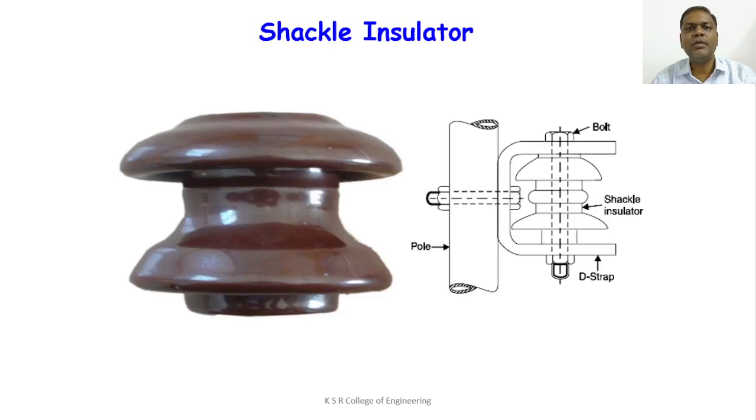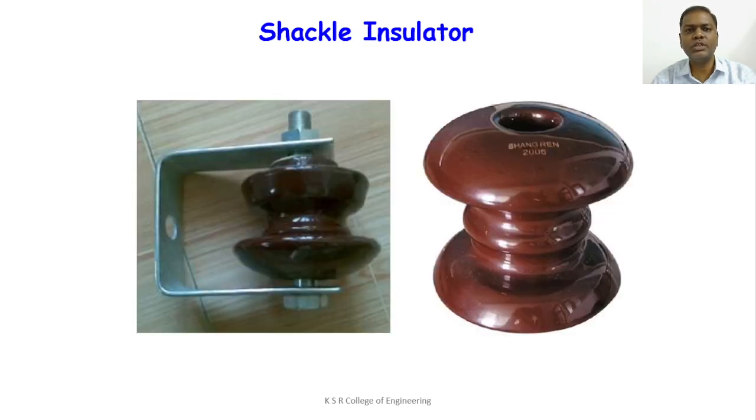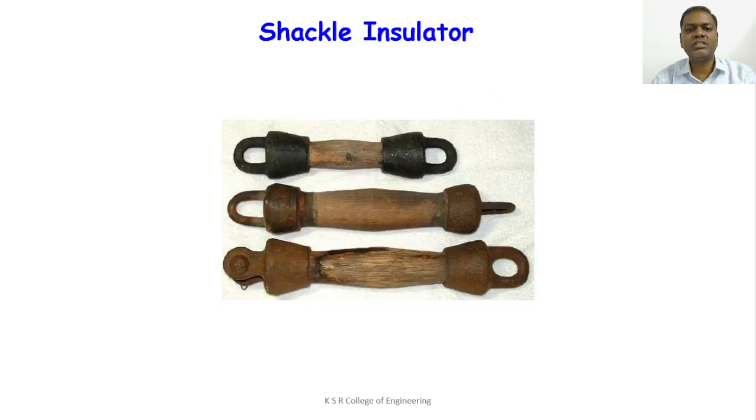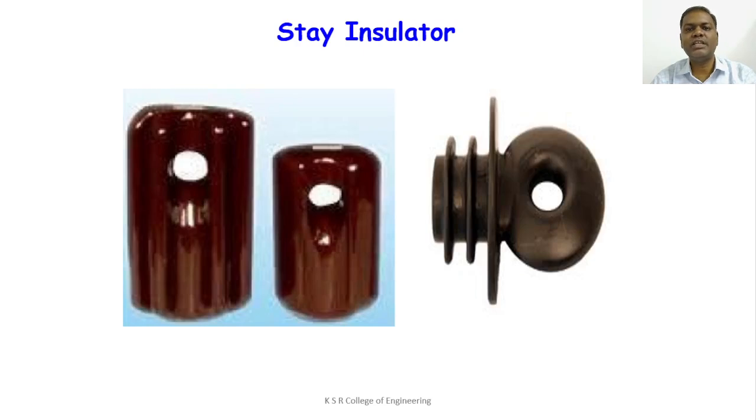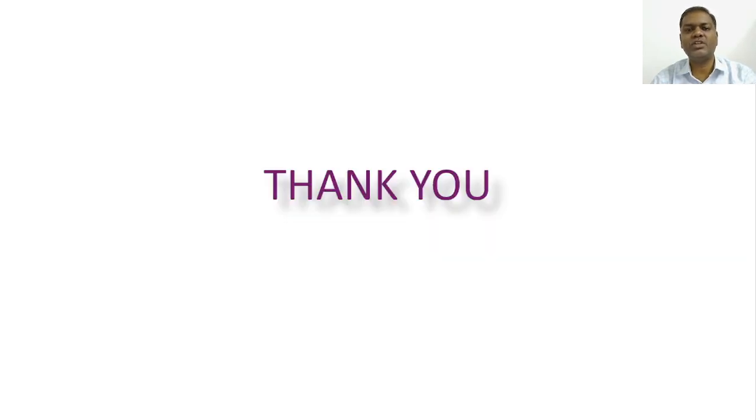Now, this is the pictorial representation of the shackle type insulator. This is also used in our overhead lines. Next, we are going to see the shackle type insulator used in the olden days. This is called the stay insulator. This stay insulator is also connected, and we can normally see it in our roadside area. This is about the stay type insulator. These are some pictorial representations of the stay type insulator. Thank you.